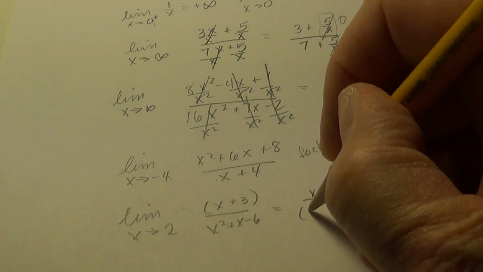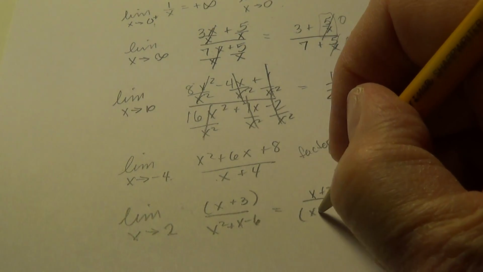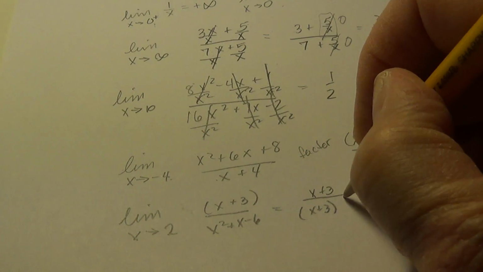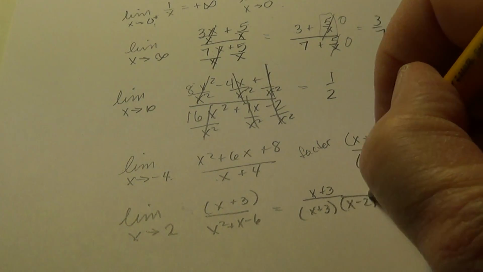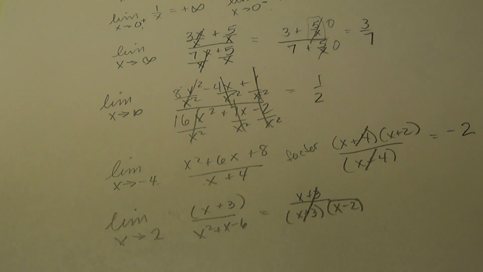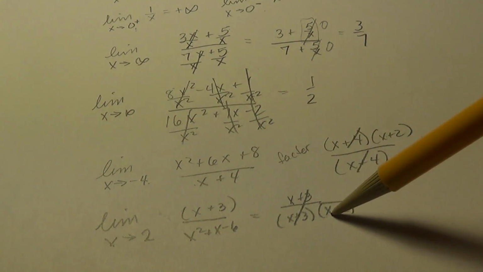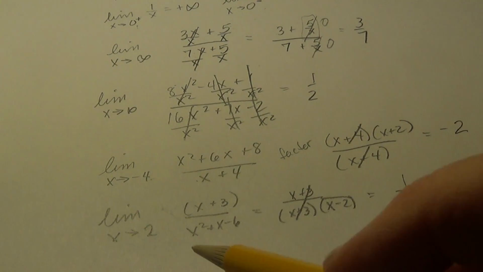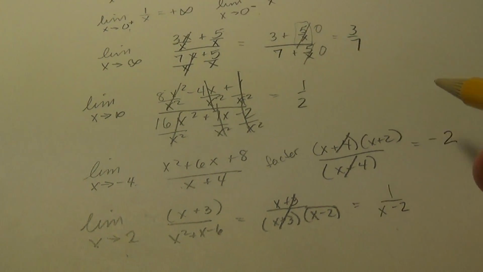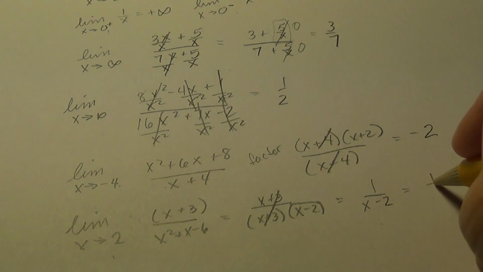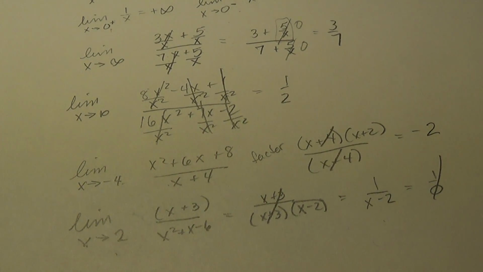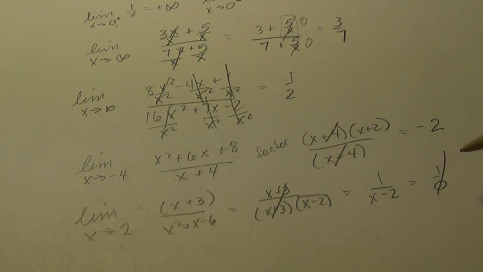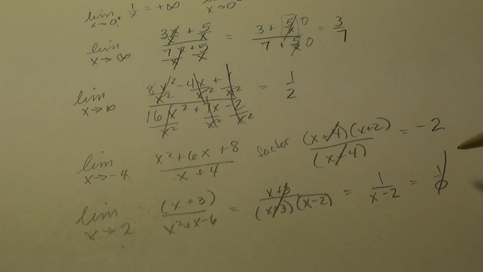On the bottom we get an x plus 3 and an x minus 2, which looks healthy at first, but then when we go to put the 2 in here, this expression is 1 over x minus 2, when we put the 2 in here, we get 1 over 0. So that's mathematically impossible.